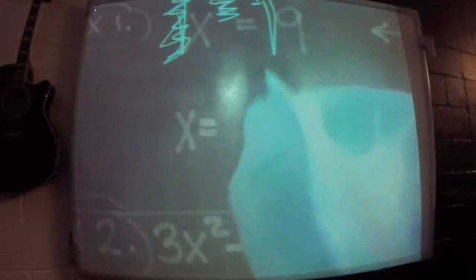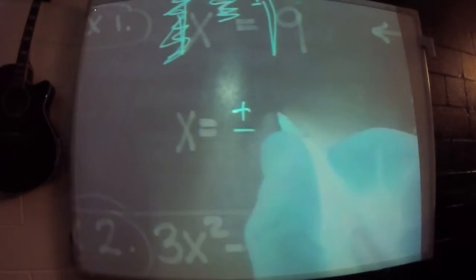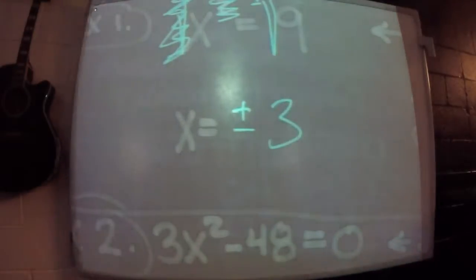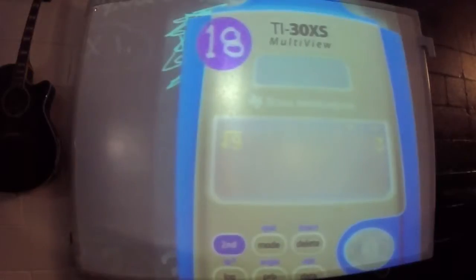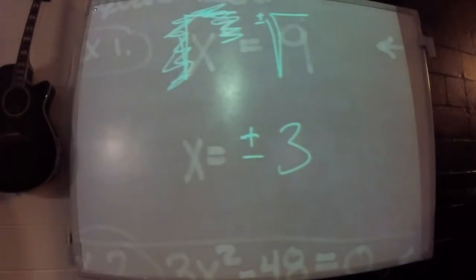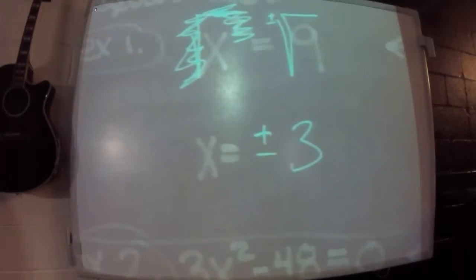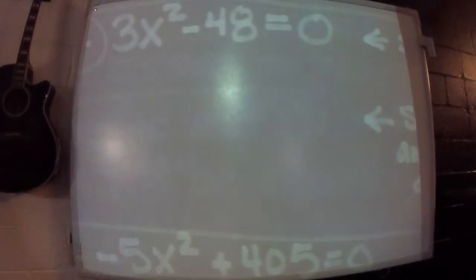Remember, this is all just the process. And then you get x equals plus or minus the square root of 9, which is plus or minus 3. So you got to remember to put the plus or minus over on the right side. That's example 1.